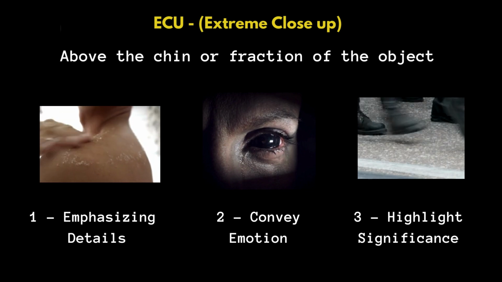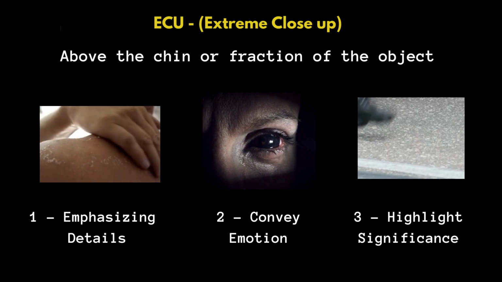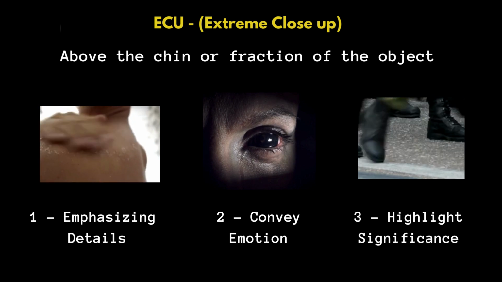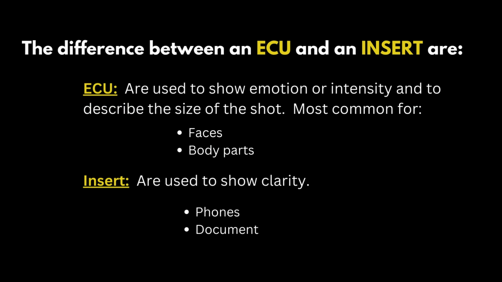So now you're probably asking yourself, what's the difference between an ECU and an insert? Because they're both small, but what's the difference? So let's go over that in this next section. An ECU shows emotion or intensity, for example, like crying or laughing. It also may be used as a body part to show intensity, like a hand grabbing a blanket during a love scene, or say a foot kicking as a man's being arrested. In general, it also just describes the size of a shot.